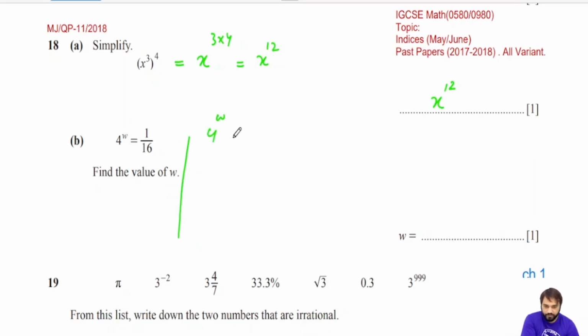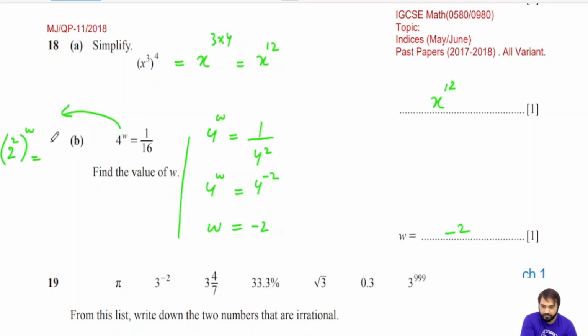So 4 raised to power w is equal to 1 over 4 square. 4 square can be written as 4 into 4, that makes 16. Bring it up, the sign of the power will change. So bases are equal. I can write w is equal to minus 2. This is the answer. And what is the second method? You have to convert 4 into 2 raised to power 2.